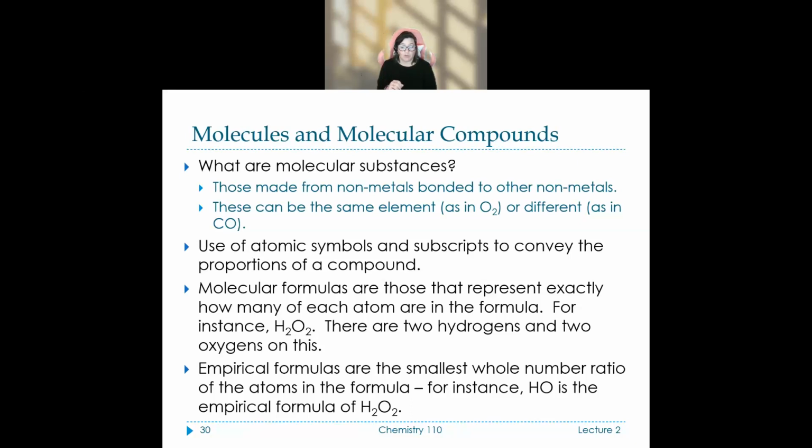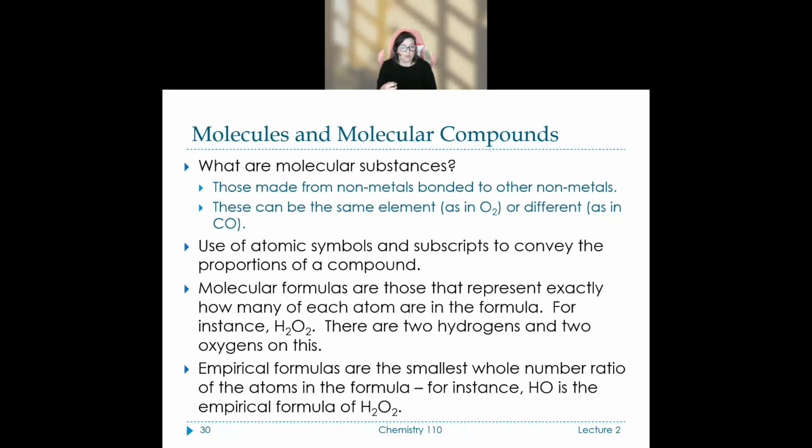But they were both the same, so it could be O2. Or they could be different. We saw that before. We had 3 of one thing attached to 1 of another, and that would be something like NH3. That would work. All right. So compounds can be made of the same things or different things. They are considered molecules because they are multiple things bound together, and they are called compounds because they are not a single element. Okay. Now, use of atomic symbol and subscripts to convey the proportions of a compound.